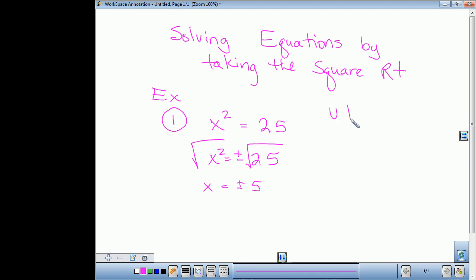Okay, you try. Whenever you draw the square root symbol on there, you always get positive or negative, because if we square positive 5, we get 25, and if we square negative 5, we also get 25.